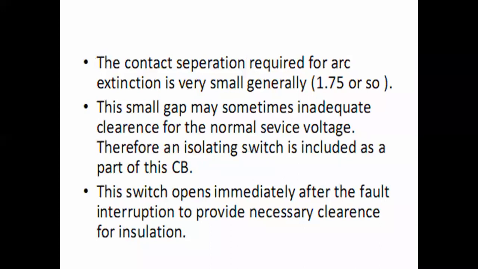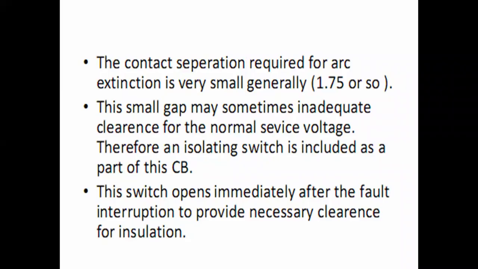Here the contact separation required for arc extinction is very small. This small gap may sometimes give inadequate clearance for the normal service voltage. Therefore, an isolating switch is included as a part of this circuit breaker. This switch opens immediately after the fault interruption to provide the necessary clearance of the insulation.